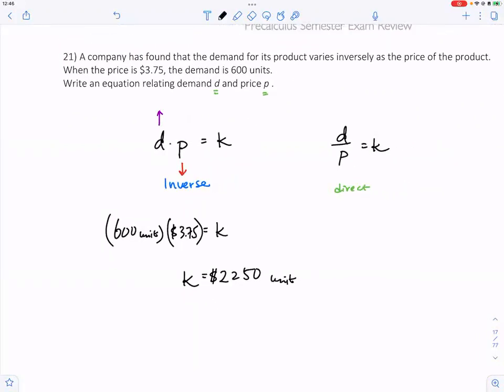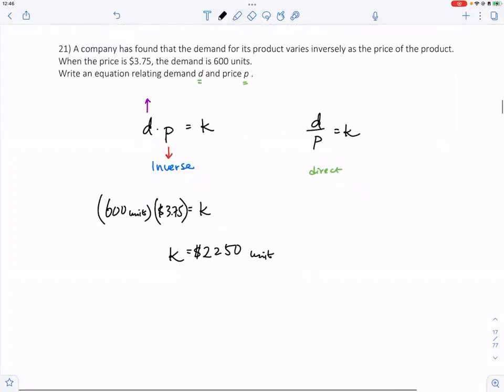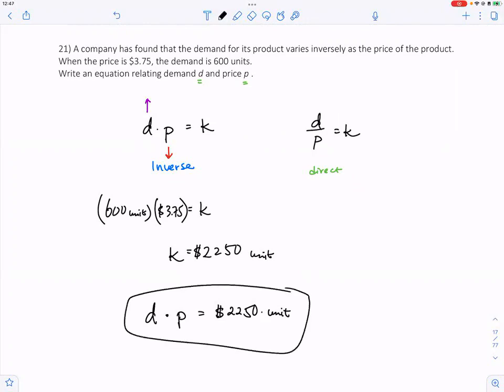So now that's not the equation yet. The equation is D times P equals 22.50 times unit. Okay, that would be your equation, or any variation of this equation. You can divide by P, you can divide by D, depending on what you want to find. So a variation would be D is equal to 22.50 times unit over P.